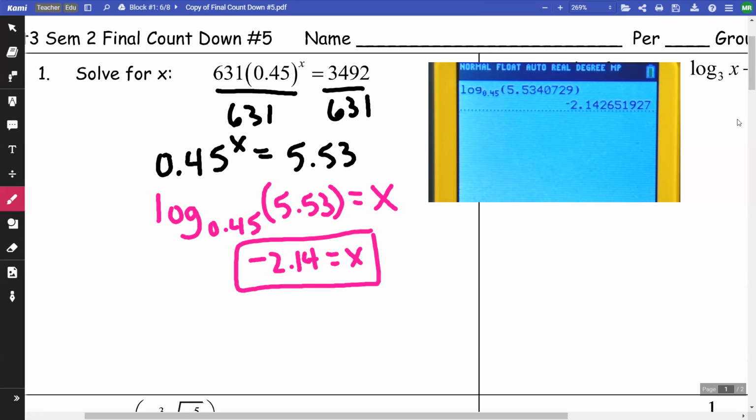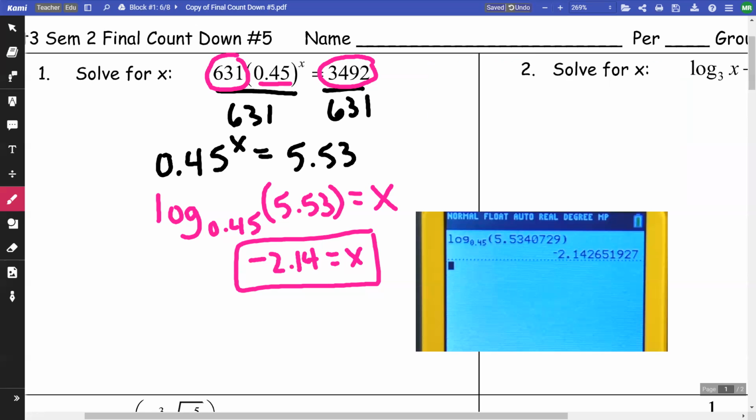And if you think about this problem, that makes sense because I'm starting with 631, but I'm decreasing and I'm getting something bigger. So if I'm starting at 631 and I want to know when it was 3,492 and it's decreasing, I need to go back in time, and that's why it's negative.